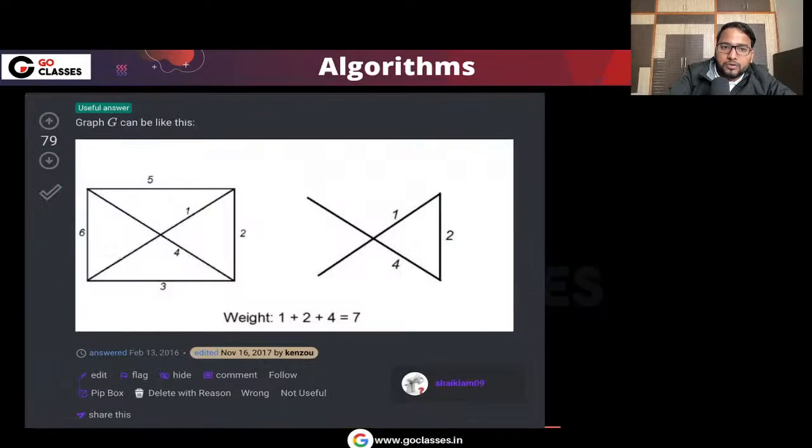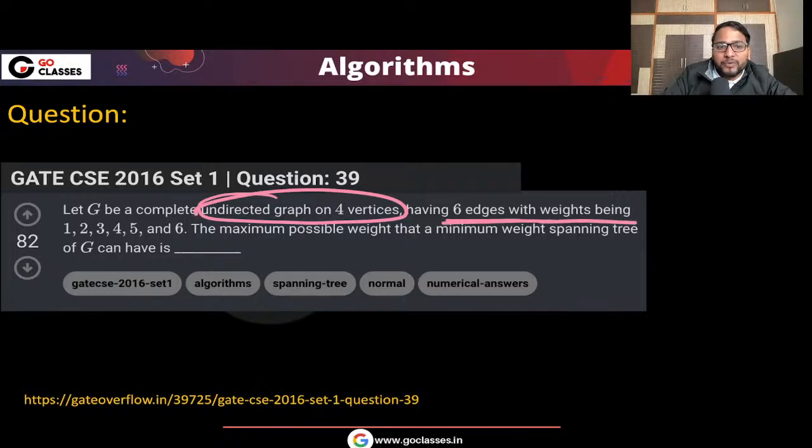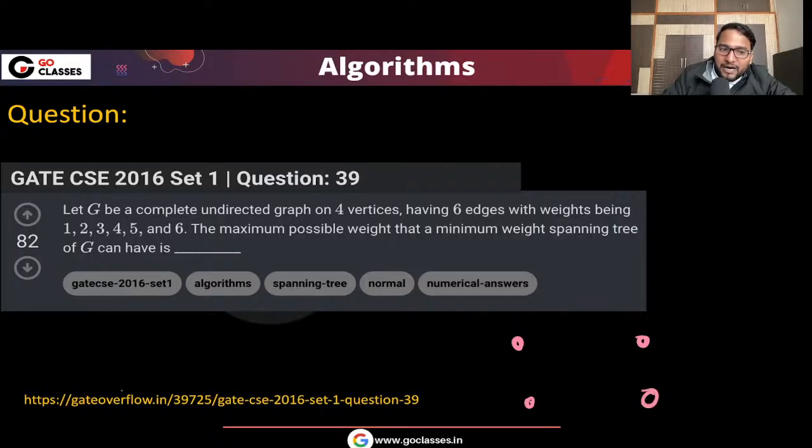Okay, so let's do this question. What they're saying, let G be a complete undirected graph with 4 vertices and 6 edges, with weights being 1, 2, 3, 4, 5, 6. So there are 4 vertices, an undirected graph, and weights are 1, 2, 3, 4, 5, 6. This is the complete graph basically. The maximum possible weight that a minimum weight spanning tree.